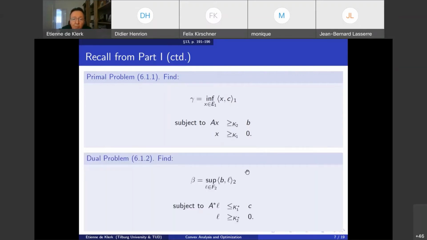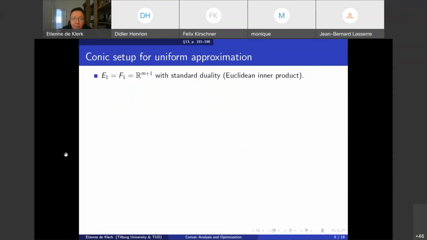Then for the general primal problem, we saw the general dual problem took this form. The dual objective was in terms of the second duality. The dual constraints had two conic constraints. The dual variable L had to belong to the cone K2 star, and C minus A star L had to belong to the cone K1 star. Okay, so we have a lot of terminology here, and we just have to fill everything in to obtain a conic reformulation of our approximation problem.